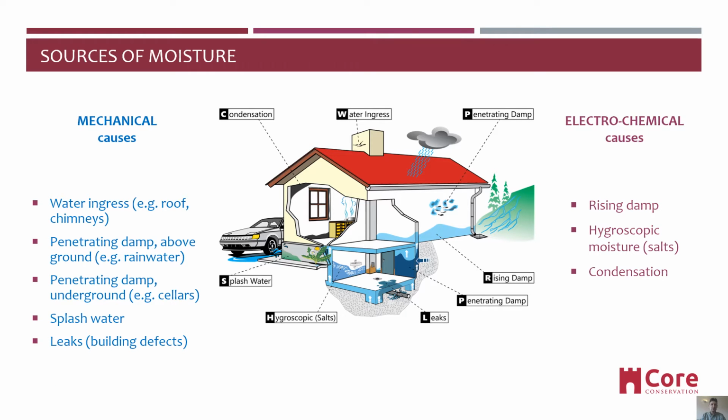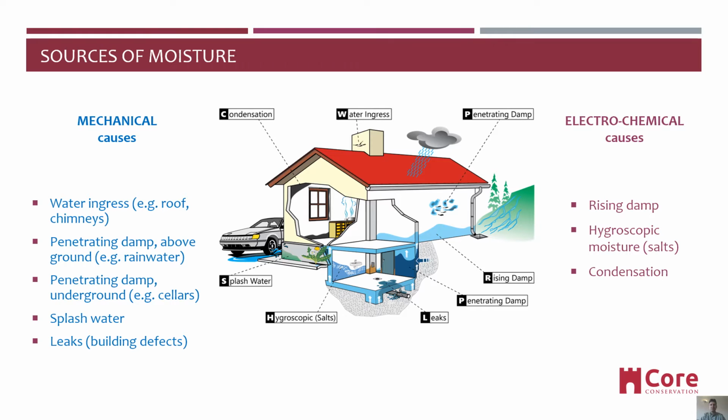If you look at the sources of moisture in a building, we can see the picture of a house here. We can see two causes. One, it can be the mechanical causes, which can be like water ingress from roof or chimneys, penetration damp above the ground like rainwater penetration, very common, penetrating damp underground, for example, cellars, splash water, and various building defects like leaks. These can be quite easily sorted by finding the source and plugging it in or stopping the flow of water.